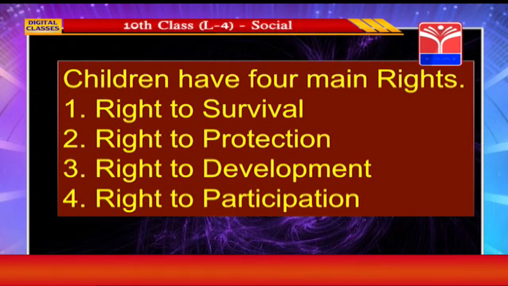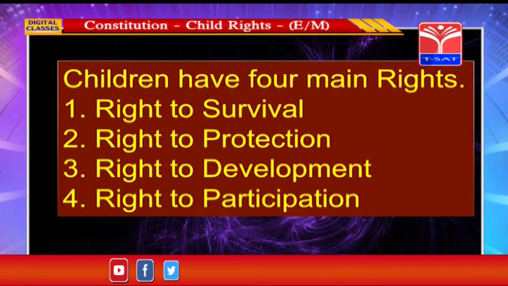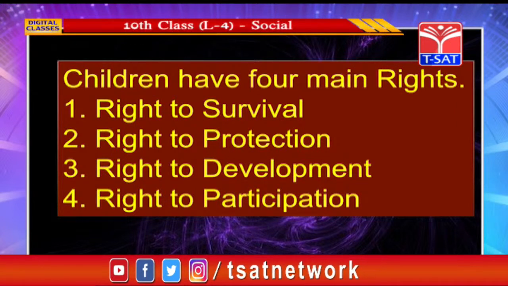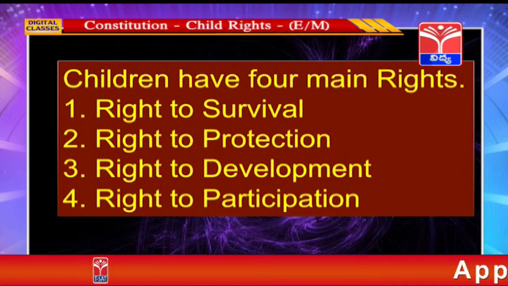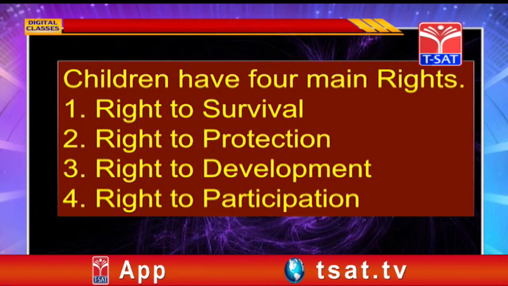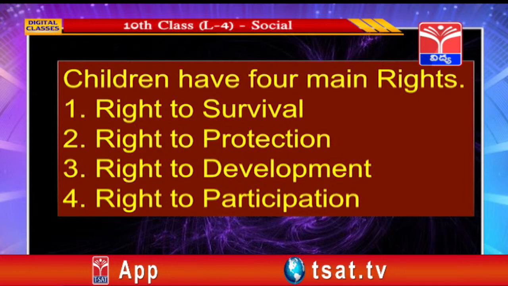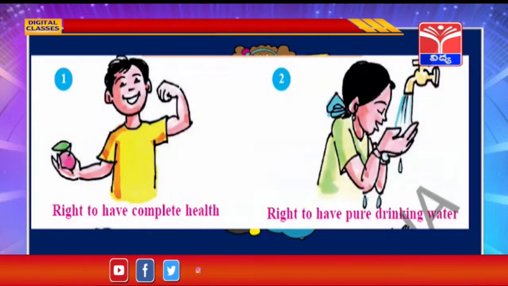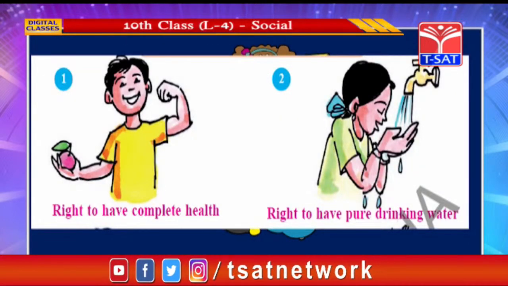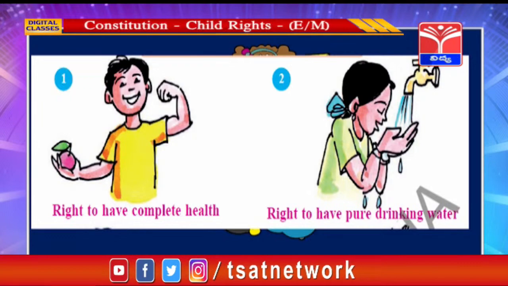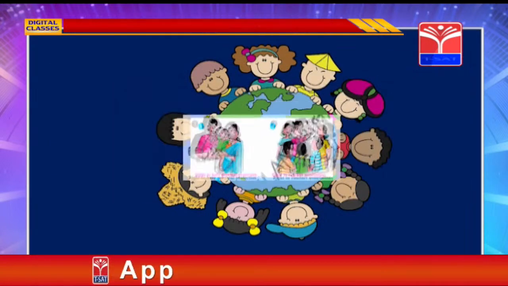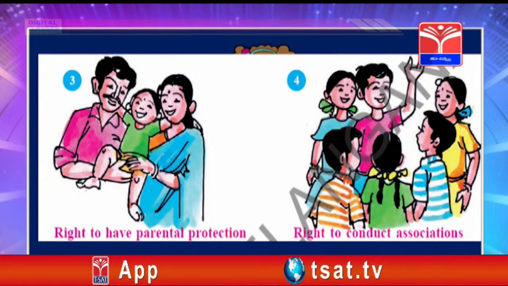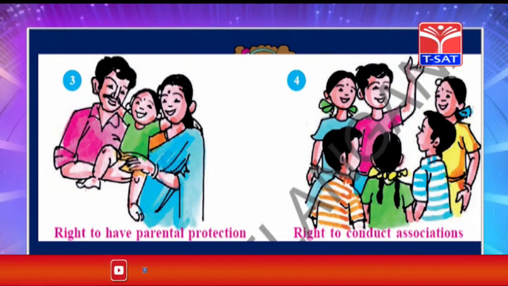Children have some main rights: right to survival, right to protection, right to development, right to participation. So these are the four main rights. Let us see about these rights in brief. Right to complete health, right to pure drinking water, these are rights to survive. Then, I repeat, right to parental protection, and the right to form associations also.